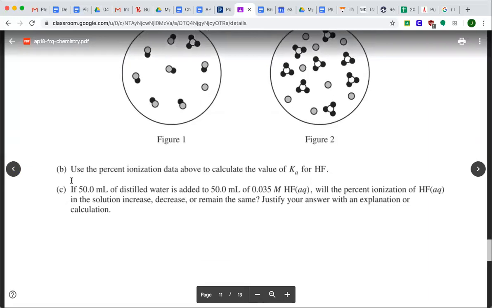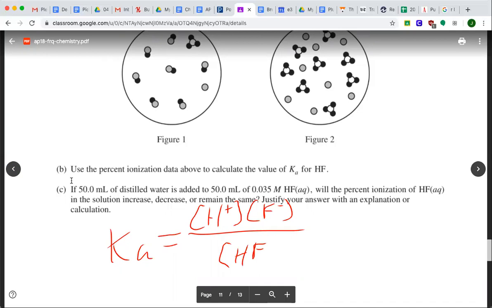Okay, so that's correct. And then, if 50 milliliters of distilled water are added to 50 milliliters of 0.035 molar HF, will the percent ionization of HF aqueous in the solution increase, decrease, or remain the same? Justify your answer with an explanation. So basically, Ka is a constant, right? So Ka equals the concentration of H plus times the concentration of F minus all over the concentration of HF, right?